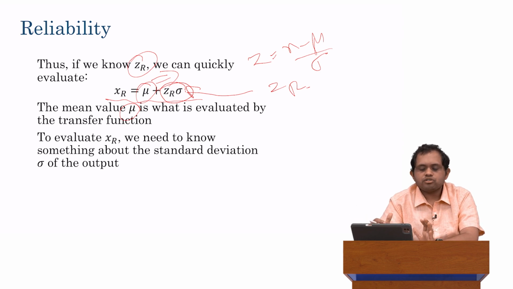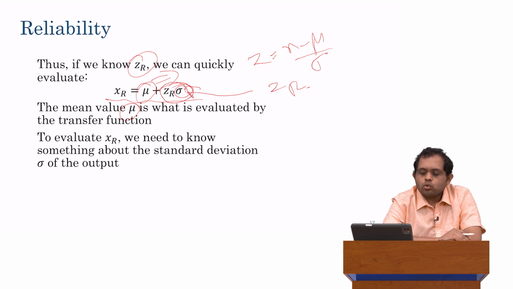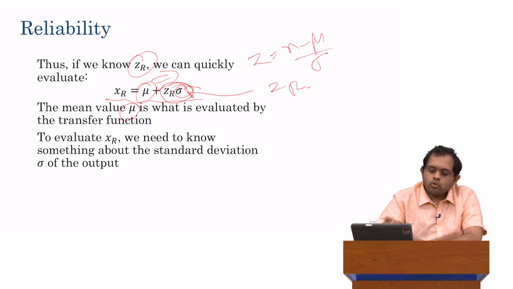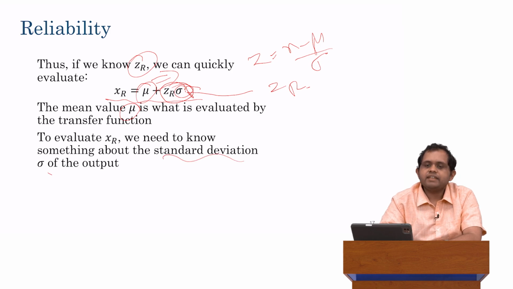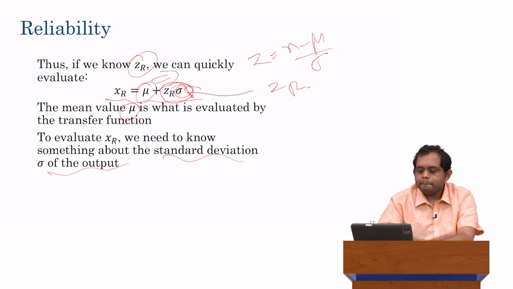Assuming it's a normal distribution, we can very easily calculate ZR using tables or any spreadsheet program. It's quite easy. What we need to know is sigma. If we know nu is what we're going to get out of our design, ZR is something we can calculate depending on what reliability you want. Sigma is what is left. So to evaluate XR, we need to know something about the standard deviation of the output, sigma.